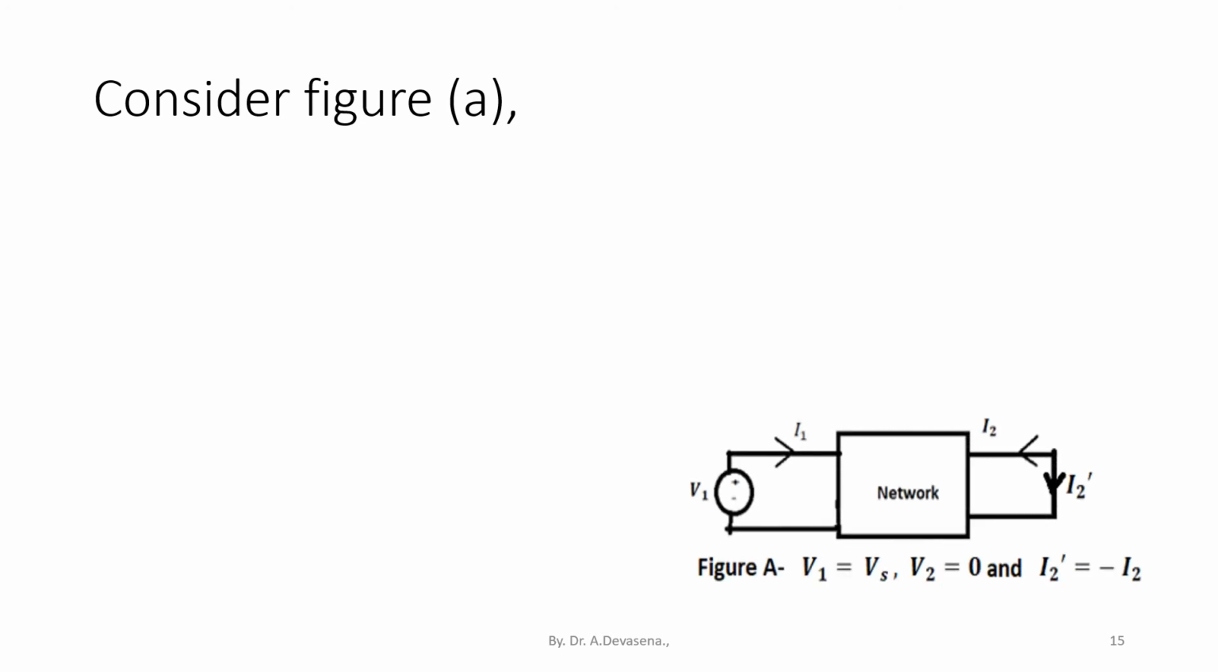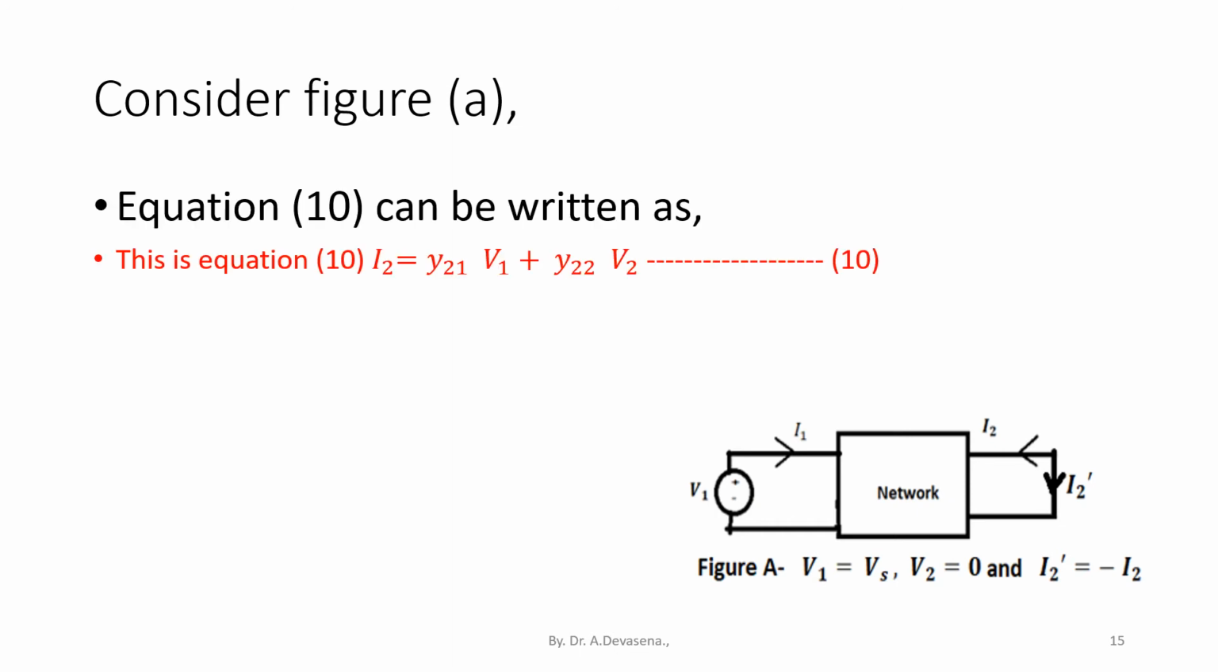Equation 10 can be written with the help of figure A. Equation 10 is I2 is equal to y21 v1 plus y22 v2. In this equation, we substitute v1 is equal to vs, v2 is equal to 0 and I2 dash is equal to minus I2. So equation 10 can be written as minus I2 dash is equal to y21 vs. That is, the value of I2 is substituted here and the values of v1 and v2 are substituted here.